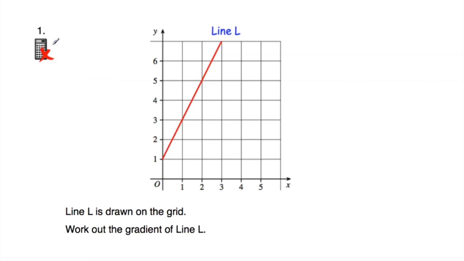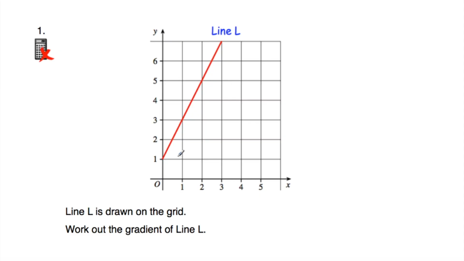Okay, let's have a look at our first question, question number 1. We've got this grid and this line called line L, which has been drawn on the grid, and we've been asked to work out the gradient of this line. There are actually quite a few different ways we can find the gradient of a line. One way is to look at the line and go 1 unit across. Not necessarily 1 square, 1 unit across. Here 1 square is 1 unit, but just be careful there.